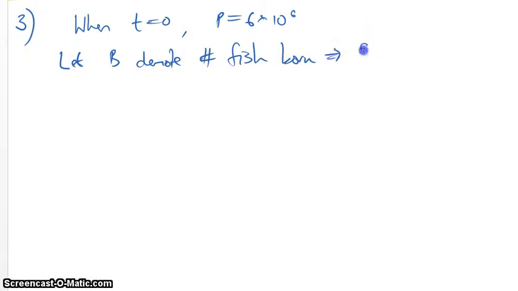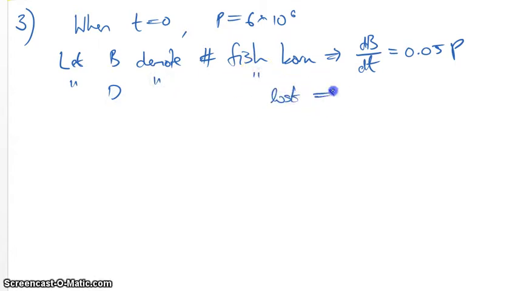Then we are told that the growth rate dB/dt is 5% of the fish population. In addition, k% of the fish population is lost due to fishing activity. So let D denote the number of fish lost. That tells us that dD/dt is k over 100 P.